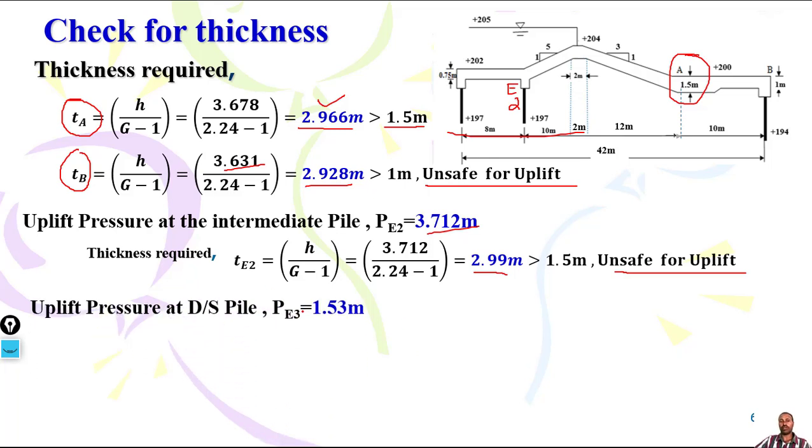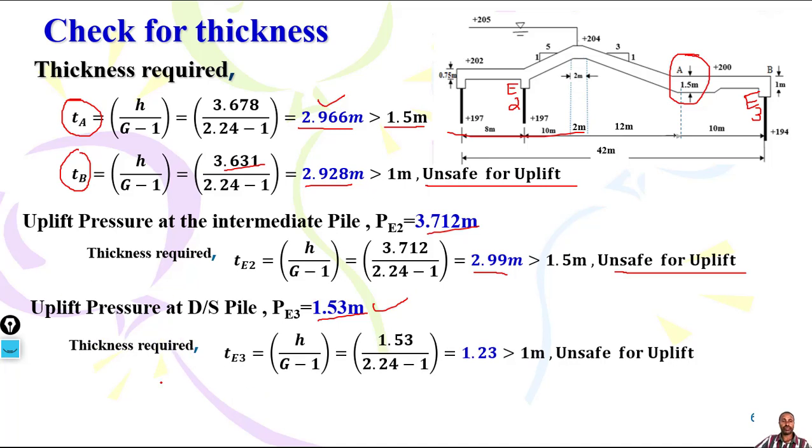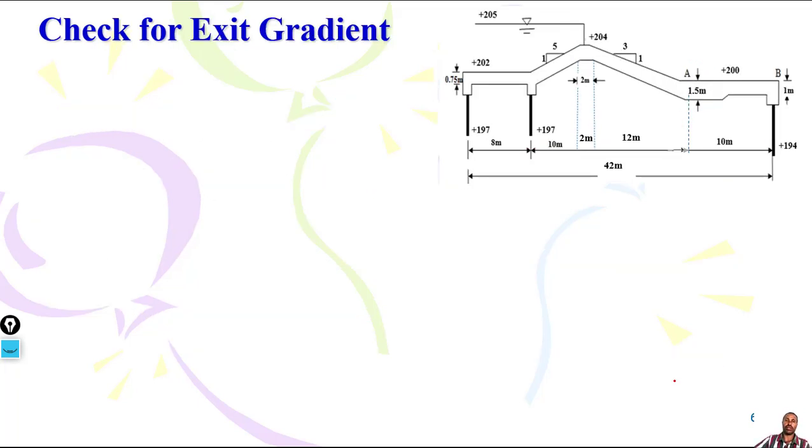Then uplift pressure at the downstream pile, or D, you have a downstream pile, this one, E3. E3 also 1.53. Then finally, thickness required will be this one, 1.323, more than 1 meter. This is also unsafe against uplift.